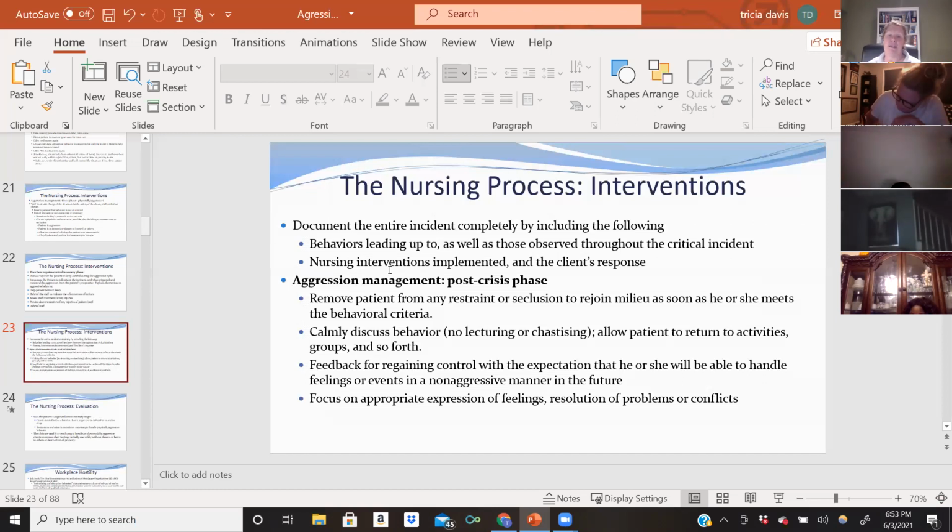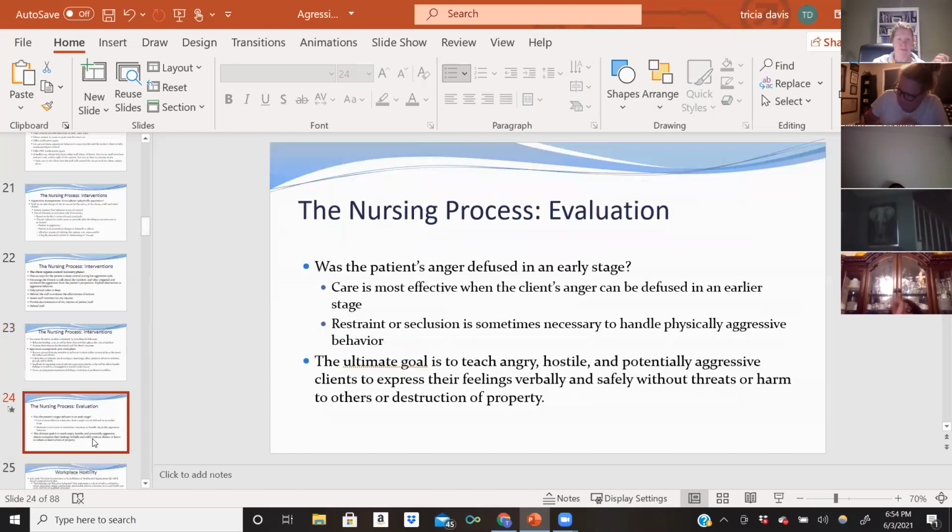And then we want to get feedback for regaining control with the expectation that he or she will be able to handle their feelings or events in a non-aggressive manner in the future. And then we want to focus on how the patient can appropriately express their feelings, resolve any fears that they have without being aggressive or hostile.